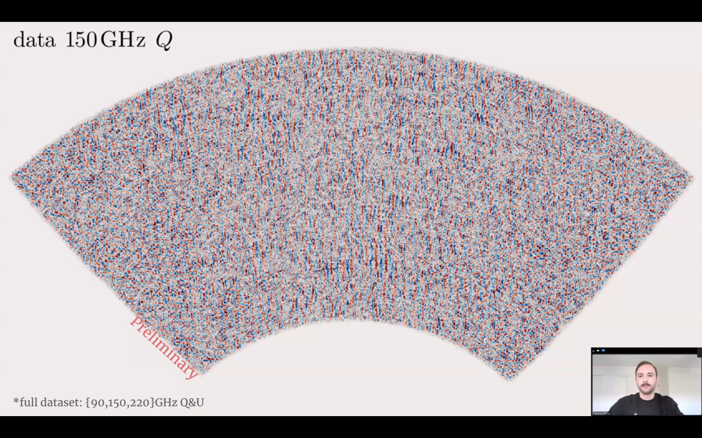Here is an image of one of the data maps that goes into this analysis. So this is one frequency, 150 gigahertz. It's Stokes Q polarization. This is really the raw data. It's got noise in it. It's been filtered in various ways. A lot of the structure that you see here is indeed the CMB by eye. The full analysis is going to be 3 frequencies, 90, 150, 220, and then Stokes Q and U. We also, of course, have temperature, but for reasons of simplicity, we decided to go for just this polarization-only result to start.